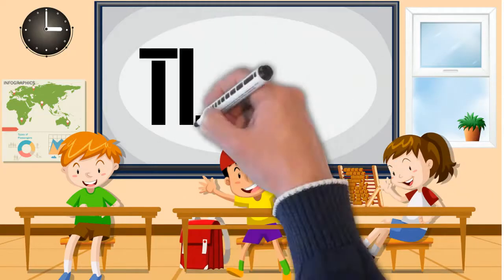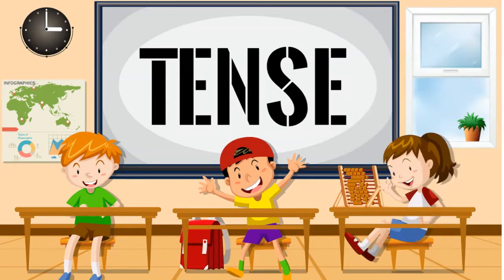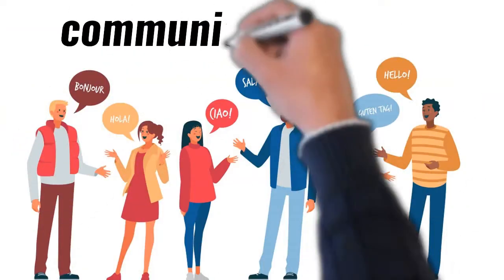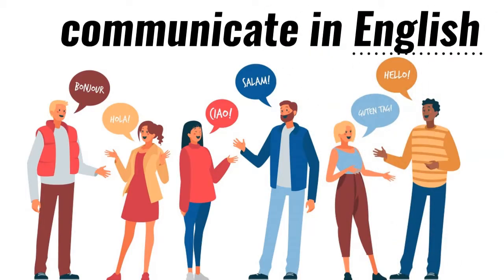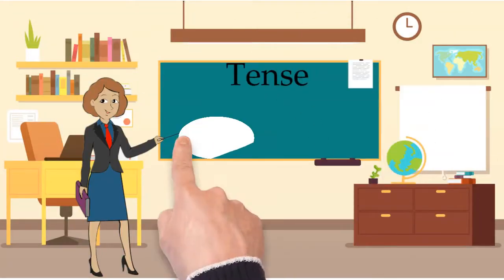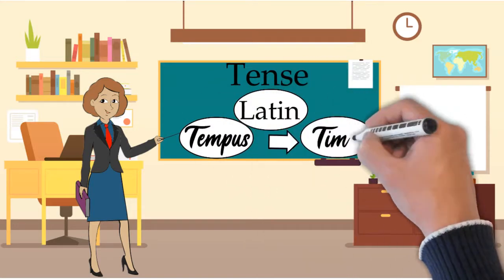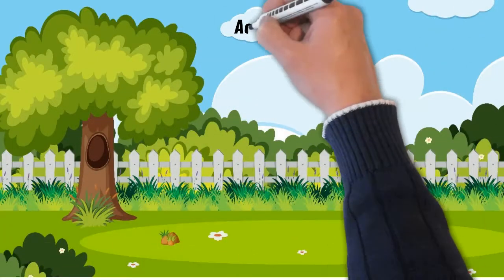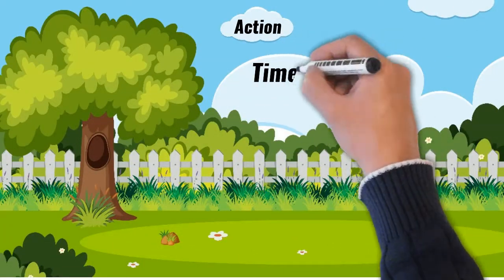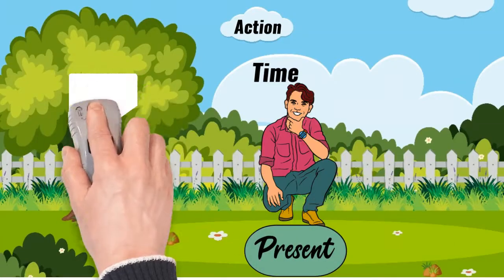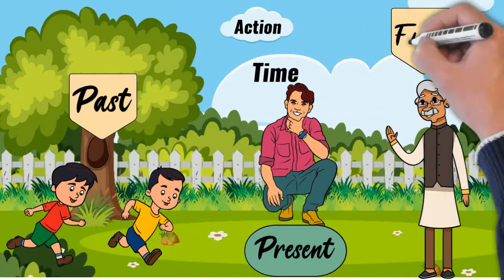Today we are going to learn about tense, which is most important to know for making sentences and to communicate your thoughts in English effectively. Tense comes from the Latin tempus, that is time. So we can say tenses tell the action related to a time. Time can be present, past or future.